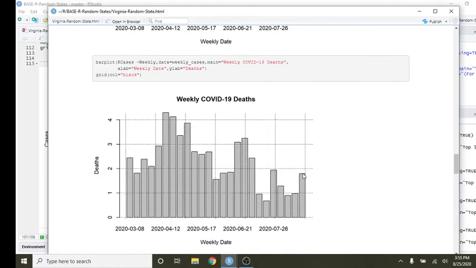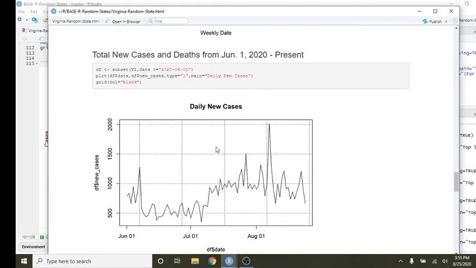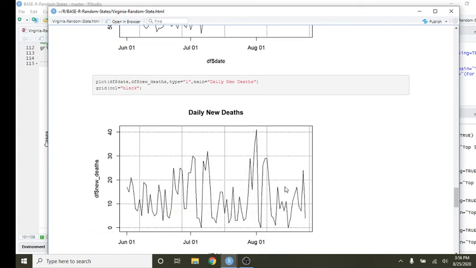Deaths hovering around, death rate hovering around what, 20% or 2%? Must be 2%. So the 1 to 2% range seems to be the common range we're seeing most of the time. New cases from June 1st to the present, you can see a decline here. Now it's kind of leveled out a little bit. Deaths, very erratic. It's really hard to say what the average is here.